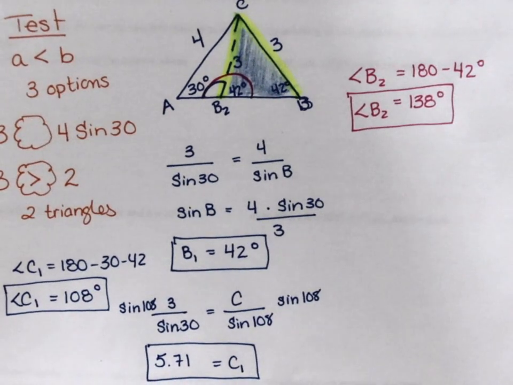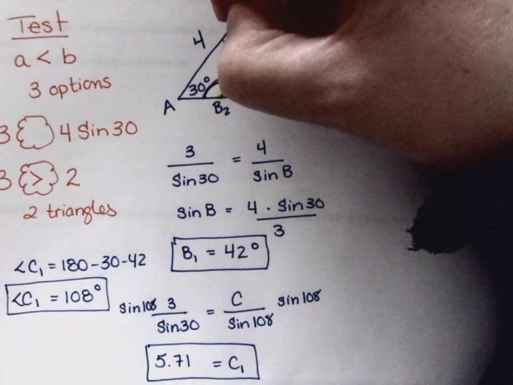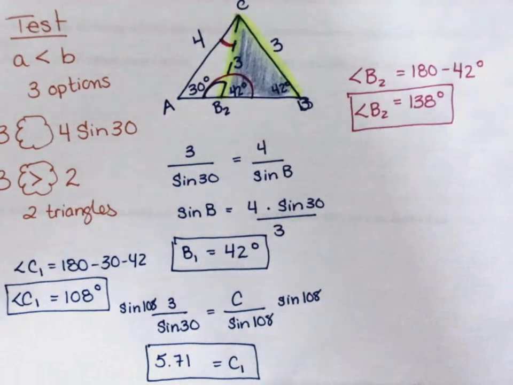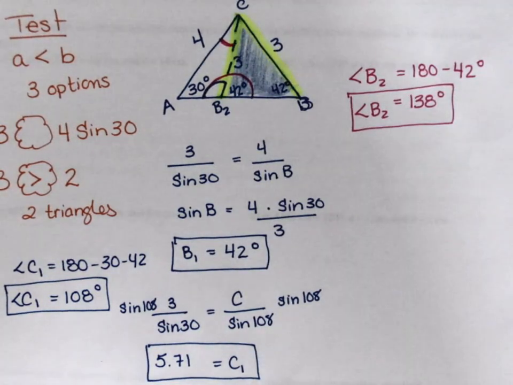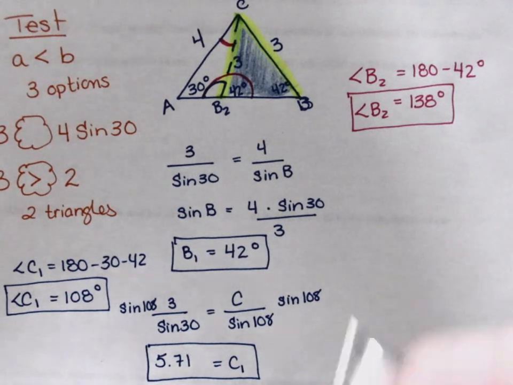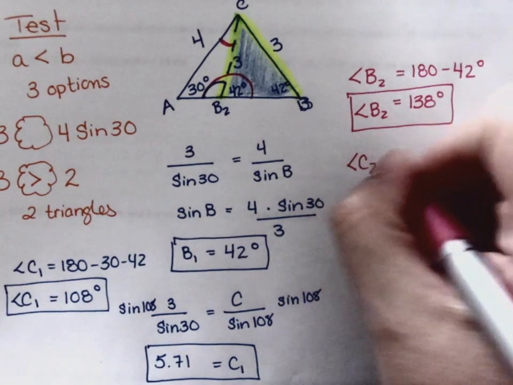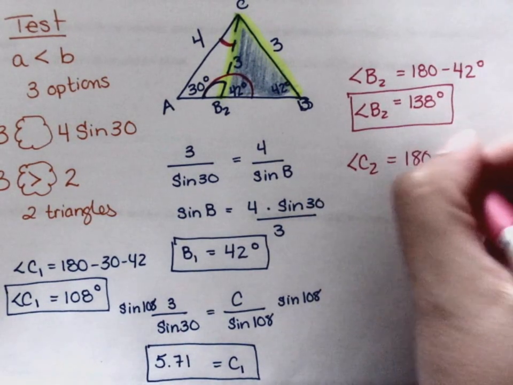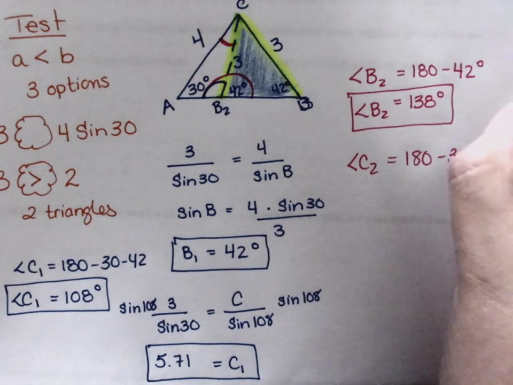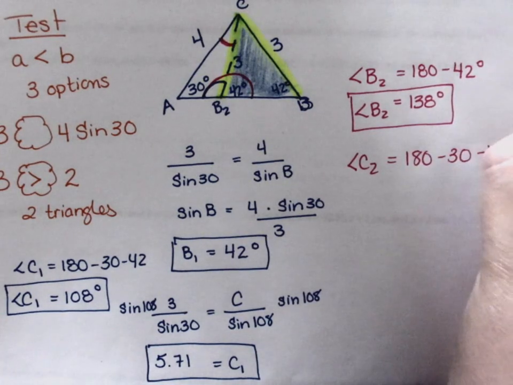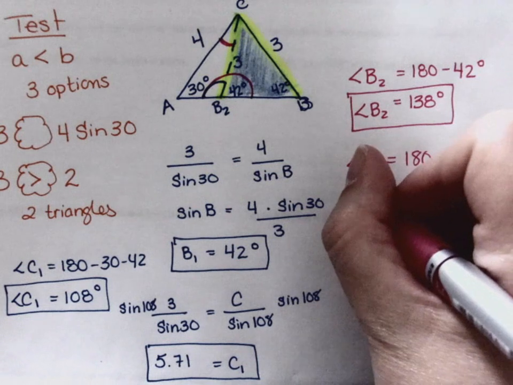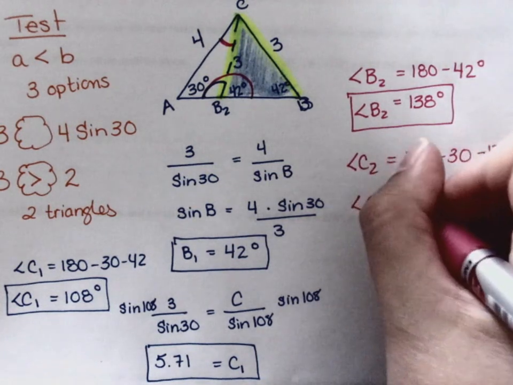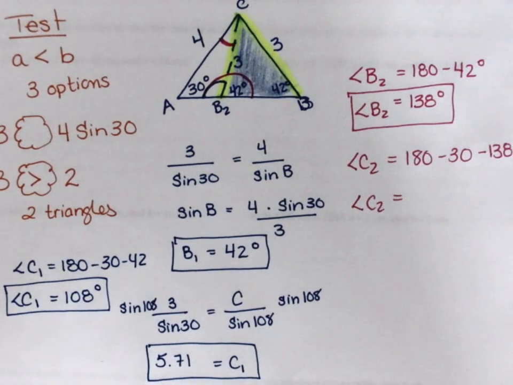Okay, so angle C2 is this little one up here. It's little now because you moved it in. It was really big before. Now you moved it in and it's small. So angle C2 is 180 minus 30 minus 138. 12.